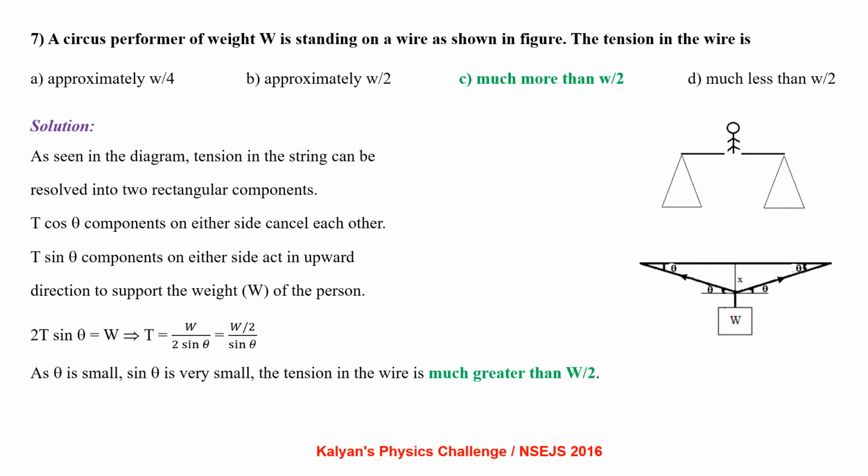As seen in the diagram, tension in the string can be resolved into two rectangular components. T cos theta components on either side cancel each other. T sin theta components on either side act in upward direction to support the weight of the person. So 2T sin theta equal to W, from which we get T equal to W by 2 sin theta. As theta is small, sin theta is very small, so the tension in the wire is much greater than W by 2.